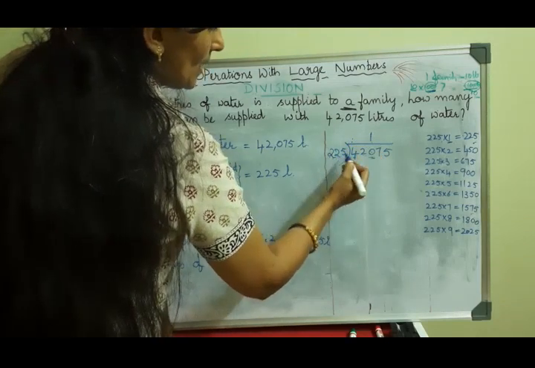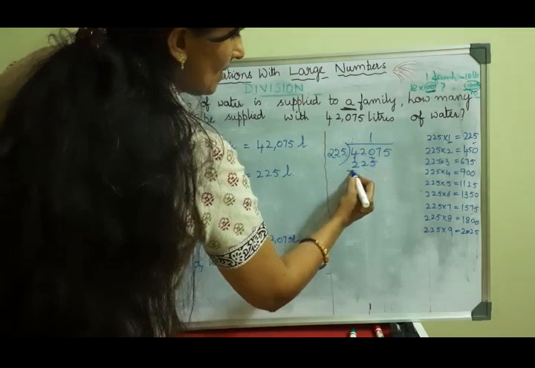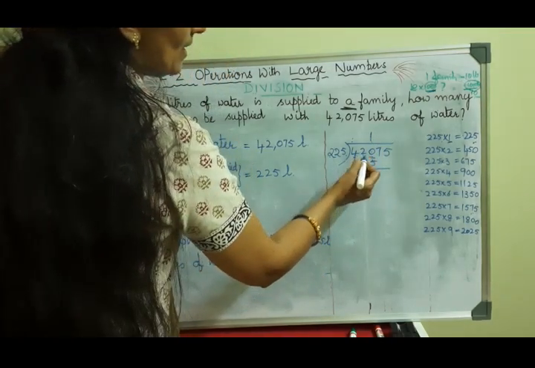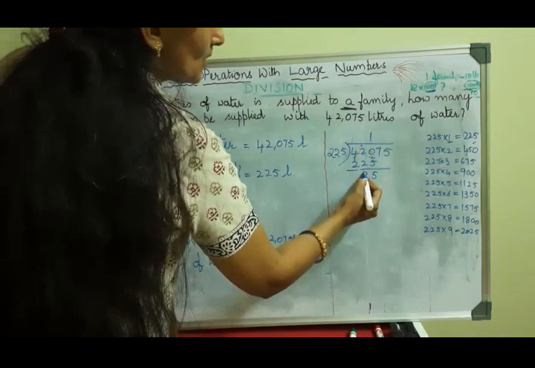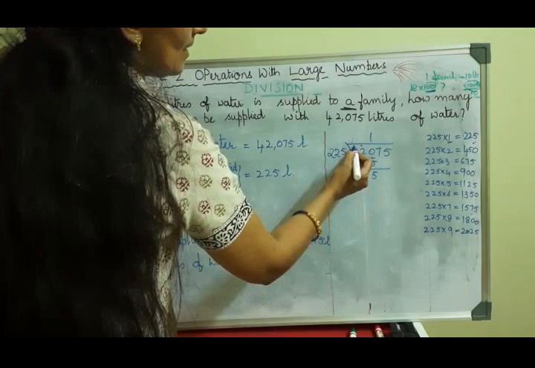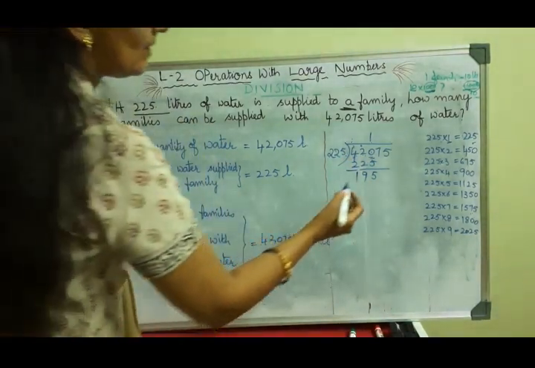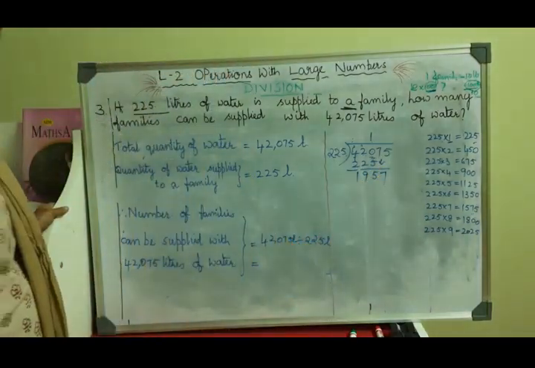So multiply 225 by 1. It's easy. Write 225. You know to subtract: 10 minus 5 is 5. 1 here, so 11 it will become. 11 minus 2, 9. It is 3 here, not 4. 3 minus 2, 1. You will get 195. Bring 7 down. Check the table now.